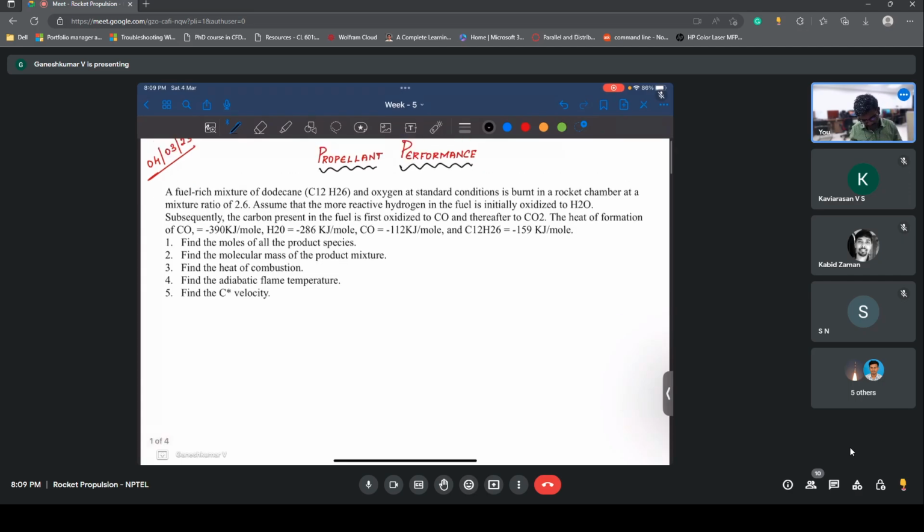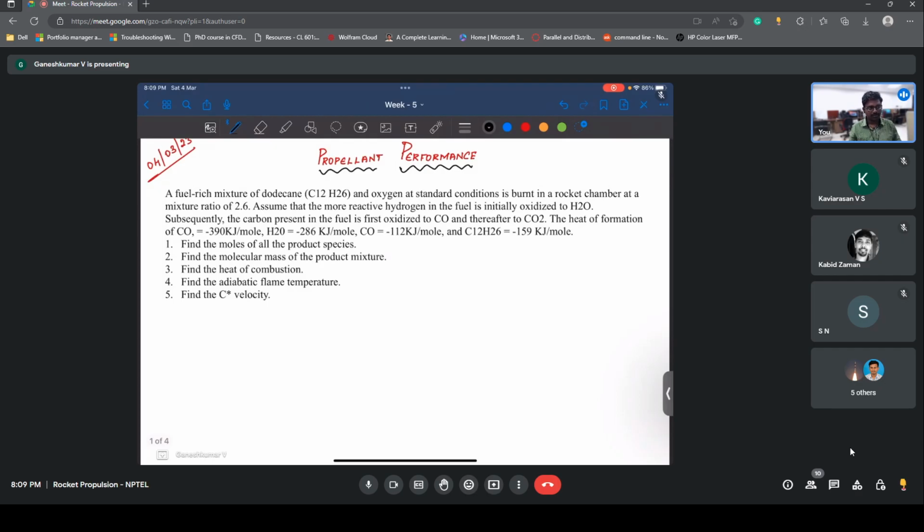Today, what we saw last week was how to characterize the propellant performance. In our case right now, it's a combustion chamber. The combustion chamber performance is characterized using this C star velocity. This C star velocity will give us how efficient my combustion chamber is.